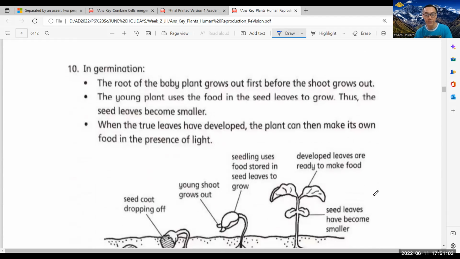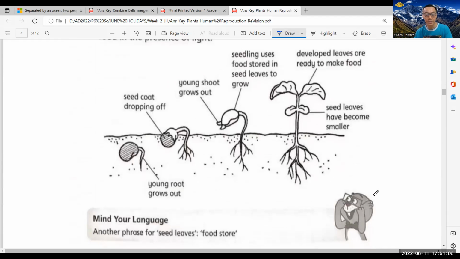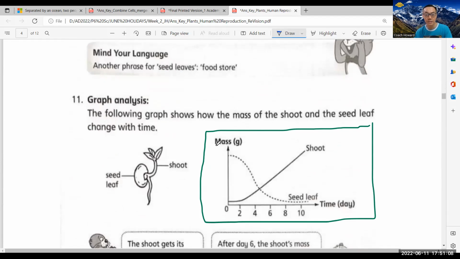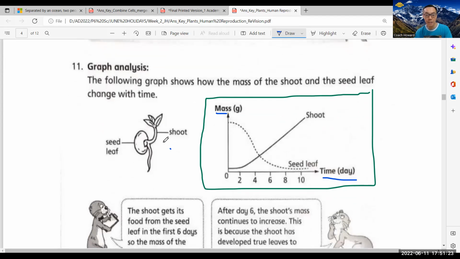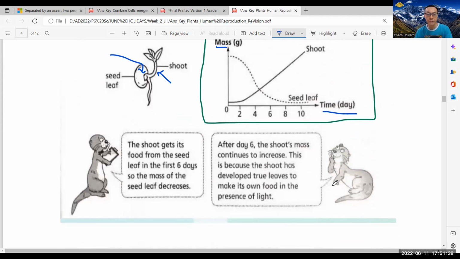Okay, this part I want you to take note of, this graph here. It's a mass versus time graph of this seed. As the seed germinates, you can see the mass of the seed leaf drops, but the mass of the shoot increases because the shoot will become longer. As it grows in size, the mass increases. The seed leaf is a food source, it provides food for germination, so it becomes smaller as the days progress. Okay.